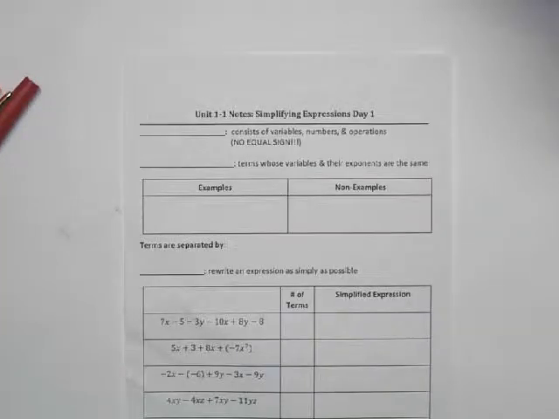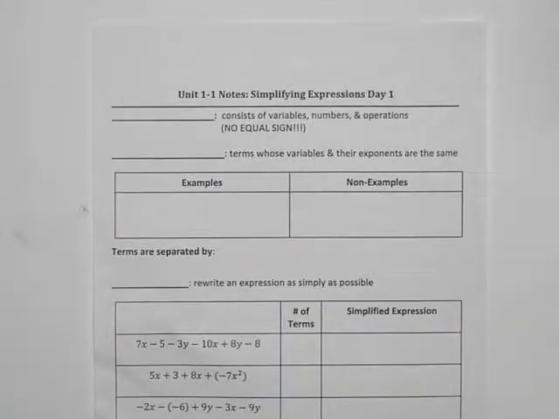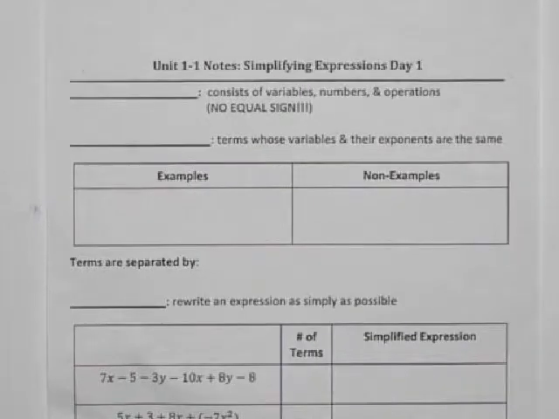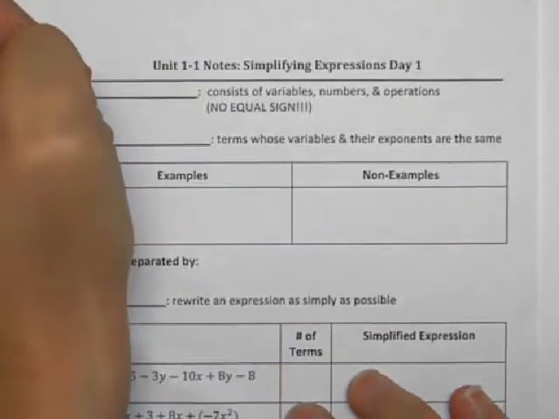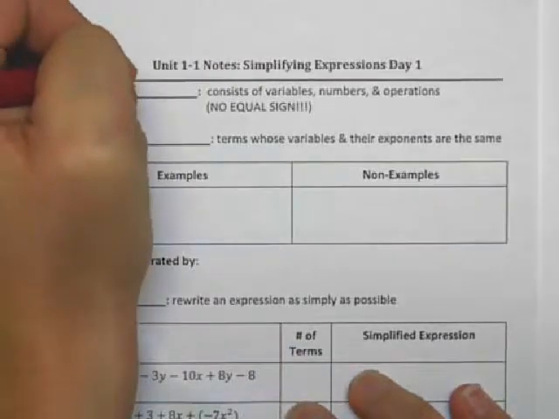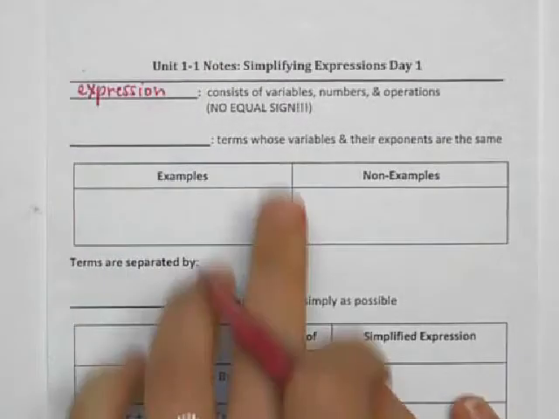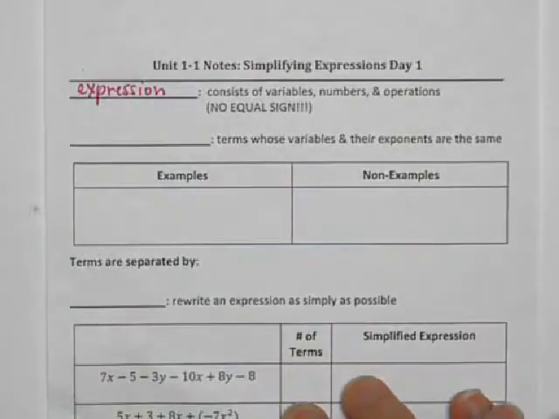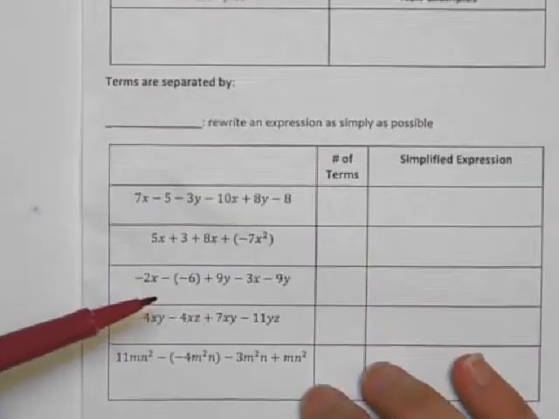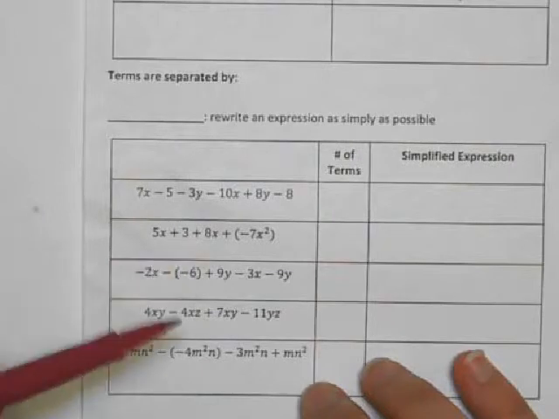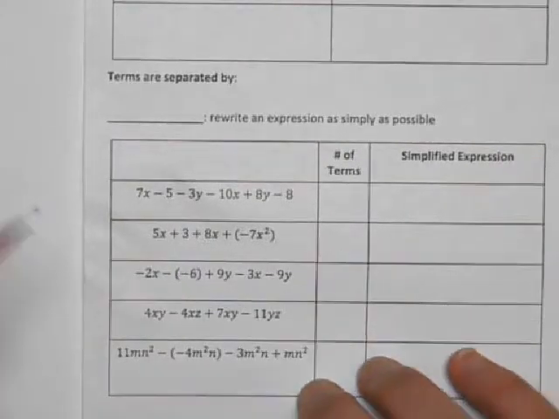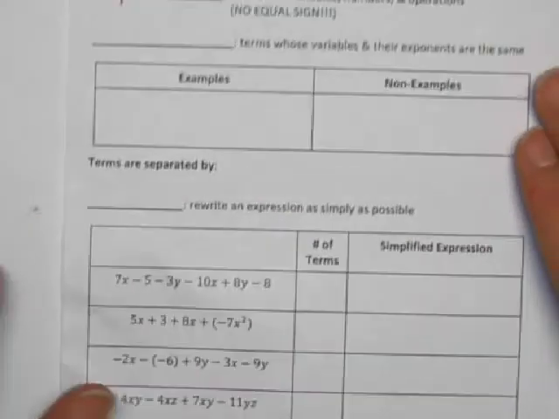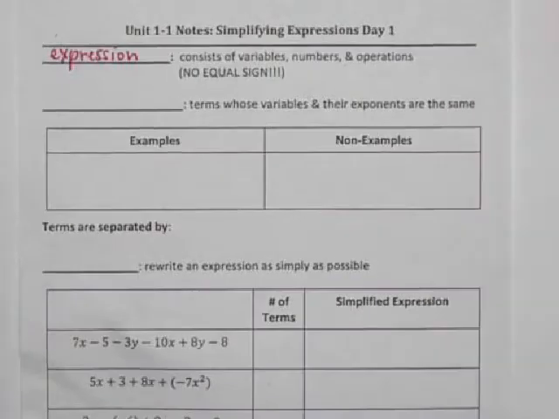Okay guys, this is going to be Unit 1-1 Notes, which is Simplify Expressions, Day 1. And our first blank says it consists of variables, numbers, and operations with no equal sign. So this is going to be an expression. Okay, and it says no equal sign, so that's important that you understand that. These are called expressions, and you notice that they don't have an equal sign. If it did have one, then it would be called an equation. We're not talking about equations just yet.